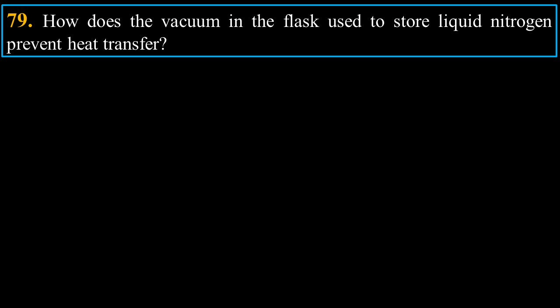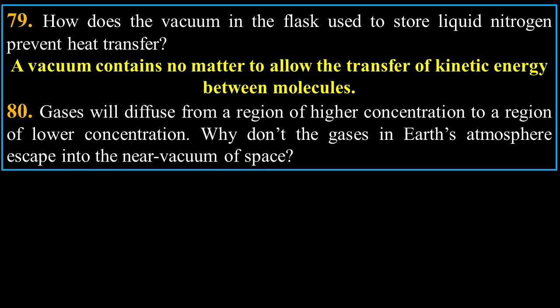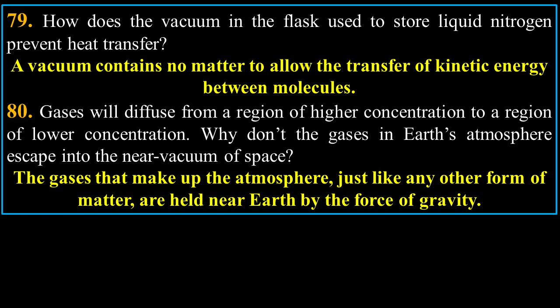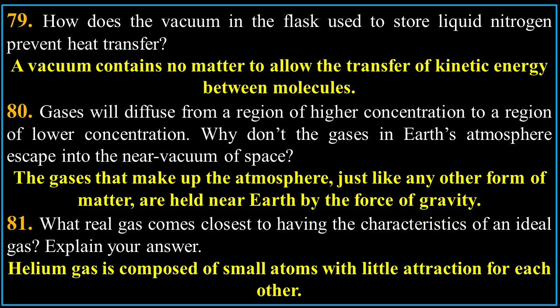How does the vacuum in the flask used to store liquid nitrogen prevent heat transfer? A vacuum contains no matter to allow the transfer of kinetic energy between molecules. Gases will diffuse from a region of higher concentration to a region of lower concentration. Why don't the gases in Earth's atmosphere escape into the near vacuum of space? The gases that make up the atmosphere, just like any other form of matter, are held near the Earth by the force of gravity. What real gas comes closest to having the characteristic of an ideal gas? Explain your answer. Helium gas is composed of small atoms with little attraction for each other.